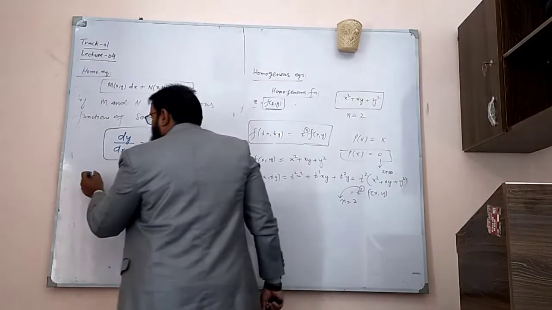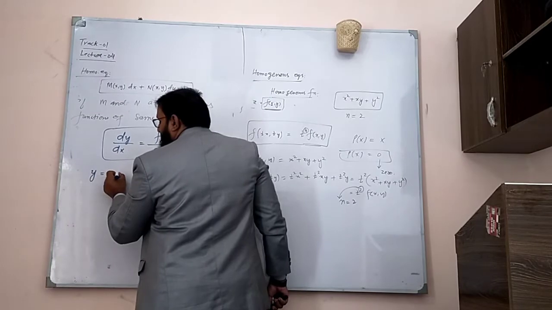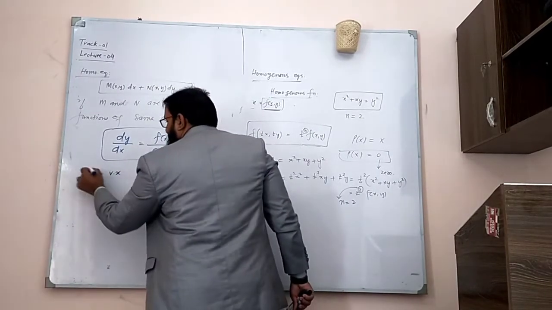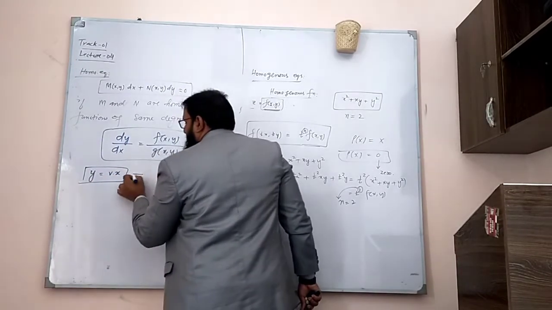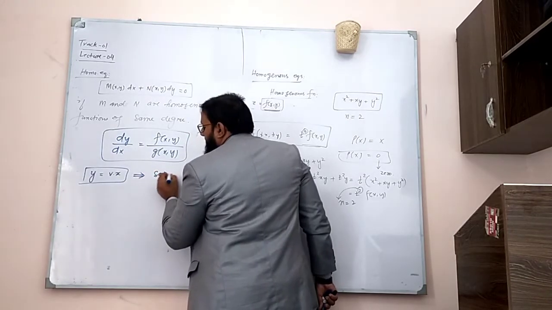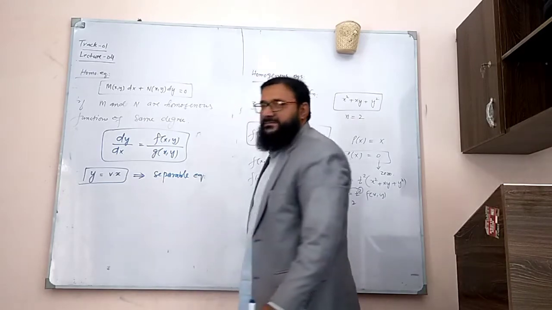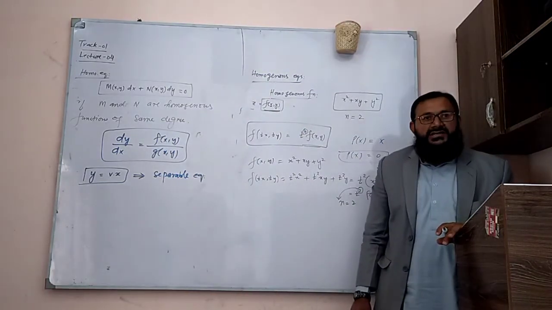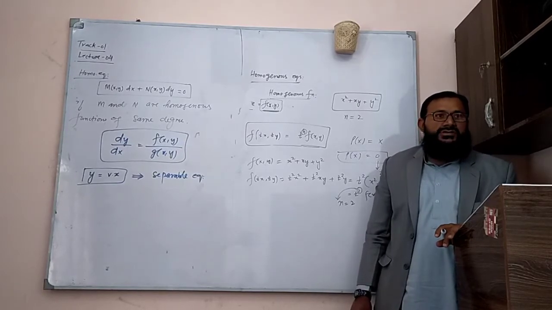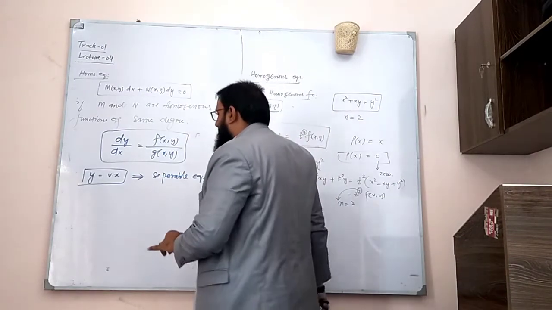You just write your dependent variable as the independent variable times some other parameter v. This transformation helps you convert this equation into a separable equation. This is the idea behind solving it. So you just substitute y is equal to vx. After this substitution, this leads you to a separable differential equation. So you are supposed to keep these big things in your mind.